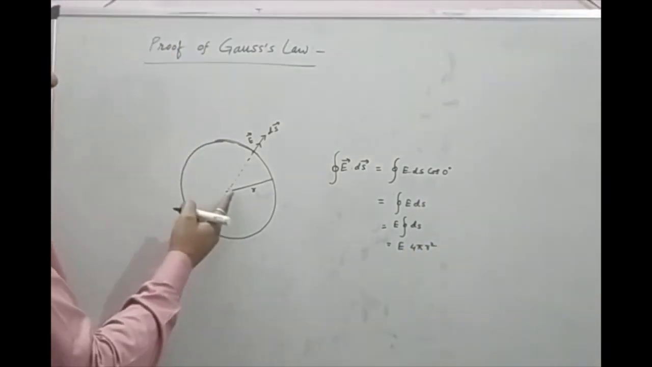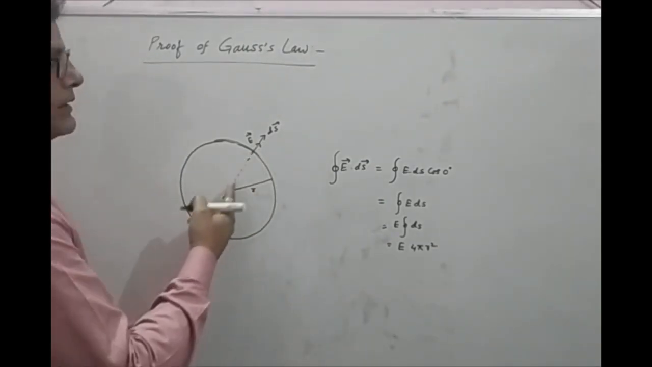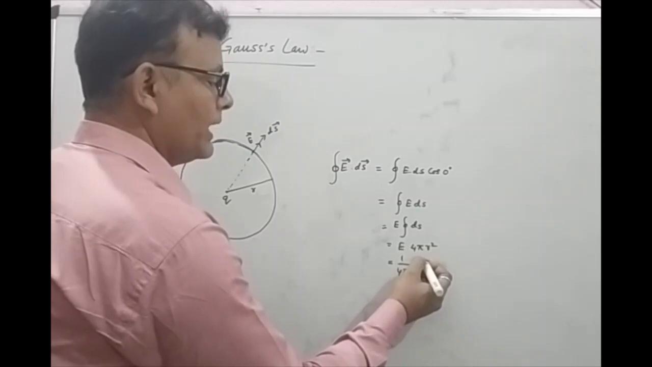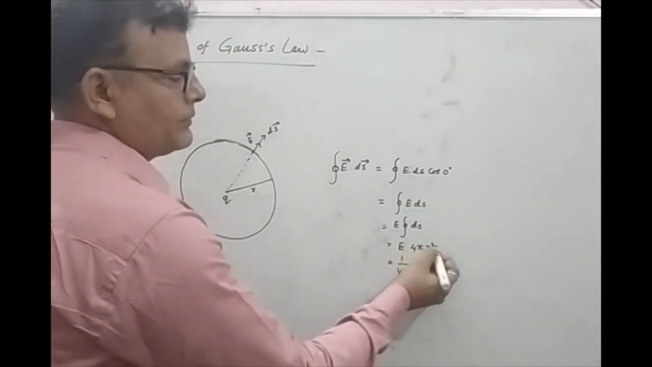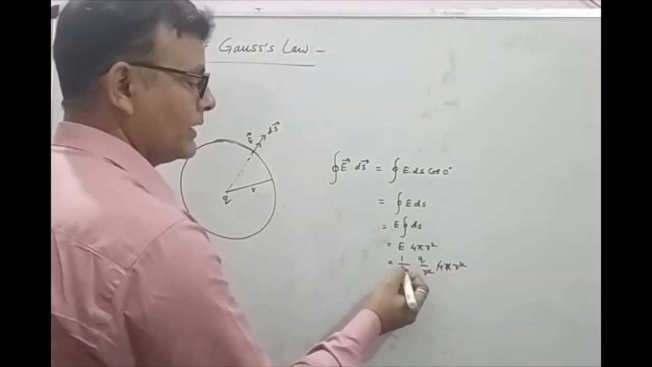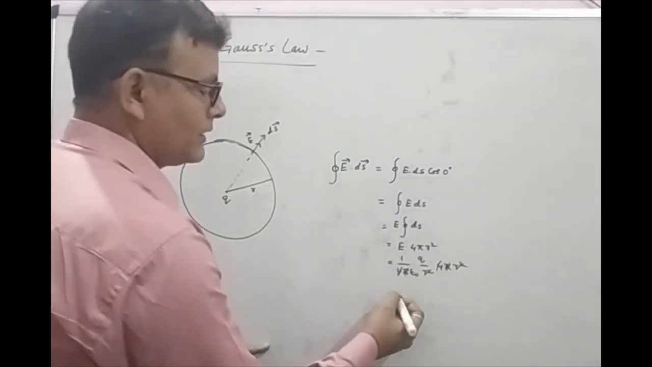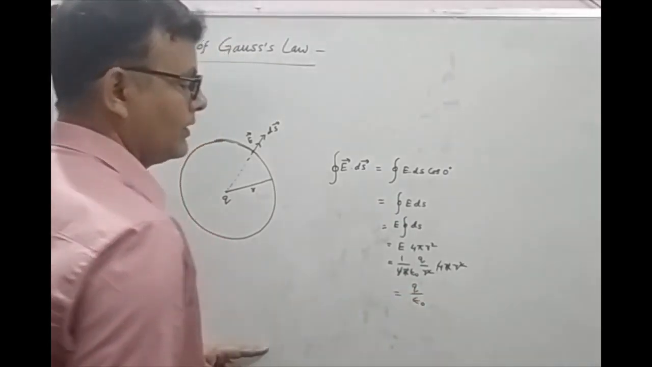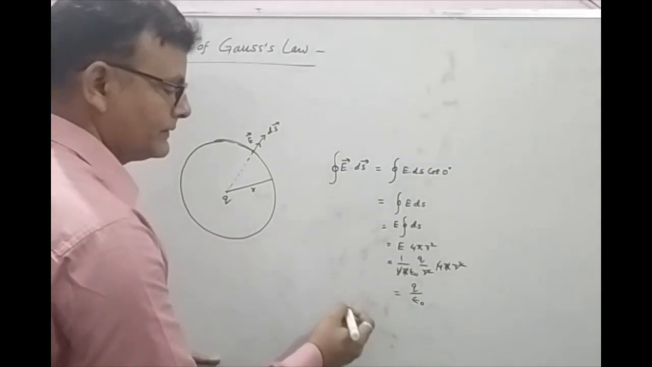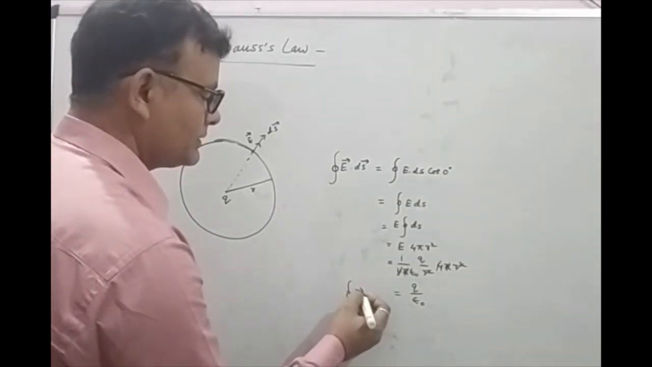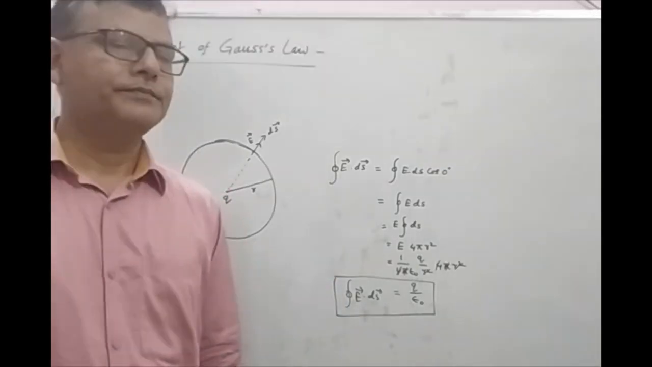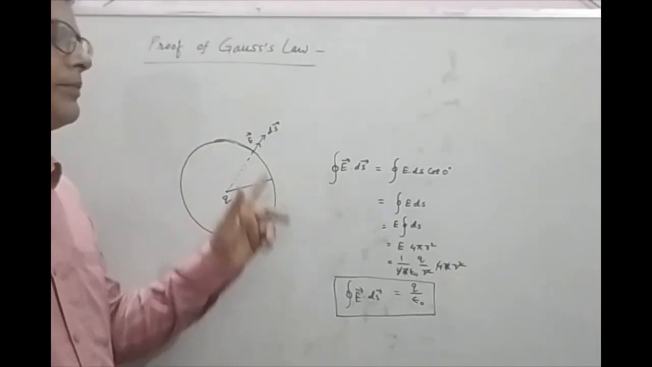You know that the electric field due to a point charge r distance away is equal to 1 by 4 pi epsilon naught q by r square, and 4 pi r square, 4 pi r square cancel and we get q by epsilon naught. That is, the total electric flux through a closed surface is equal to q by epsilon naught. Integral E dot ds is equal to q by epsilon naught. This is Gauss's law. We can verify Gauss's law for any type of closed surface.